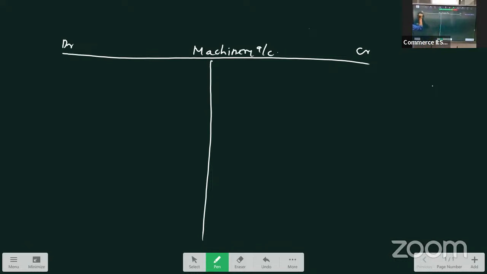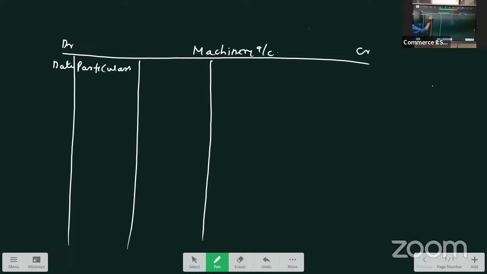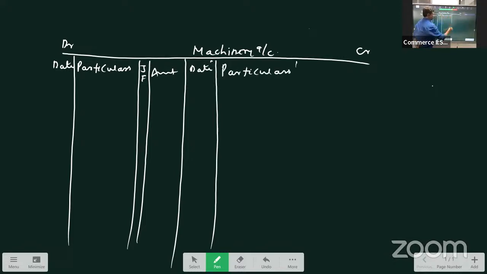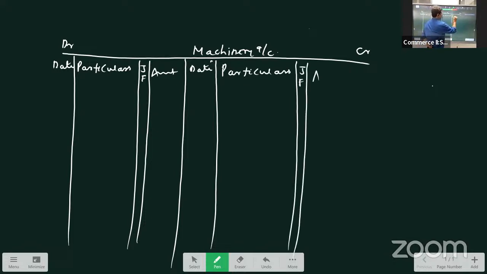So what are the columns? The columns are date, particulars, JF, that is journal folio, and amount. We don't have to write anything in the JF column. Similarly, on the other side: date, particulars, JF, amount.